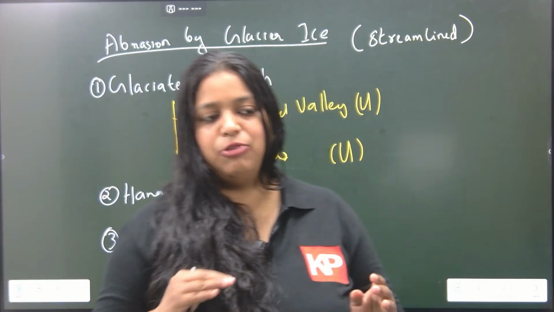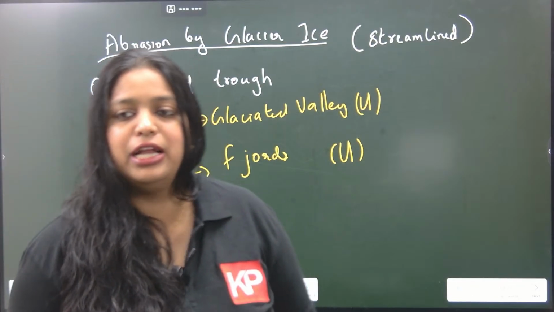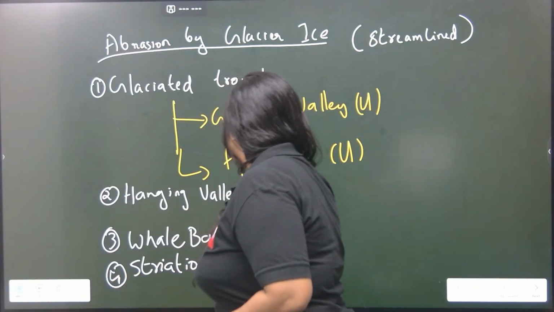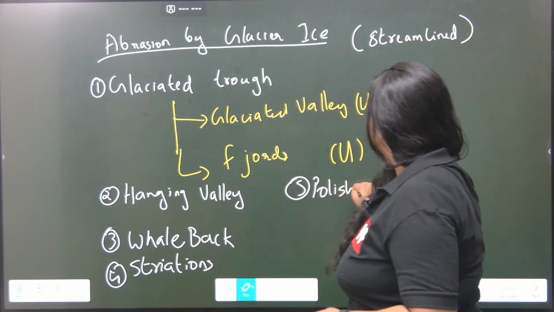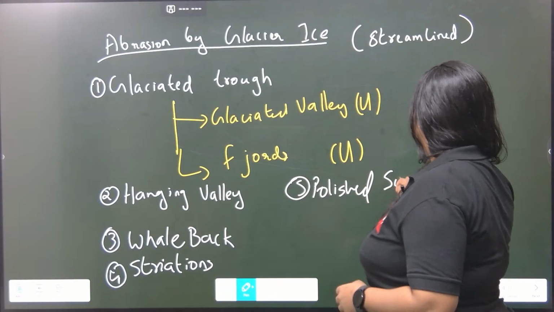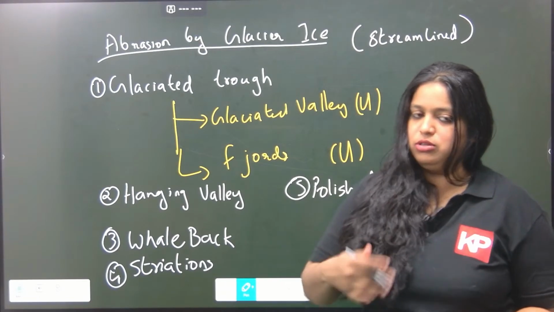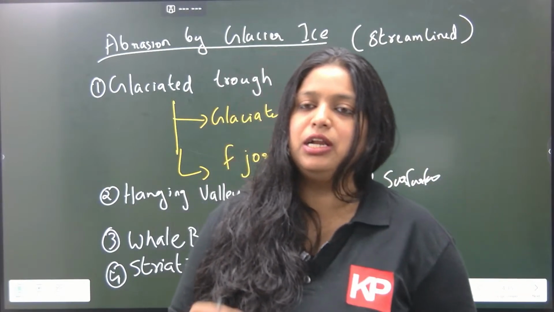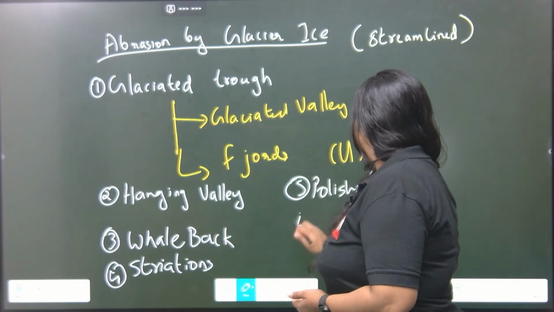Prolonged scratching by fine-grained particles will cause polished surfaces. So glaciated striated terrains are usually polished surfaces, because prolonged scratching by fine-grained particles is what causes polishing. Then the next is grooves.